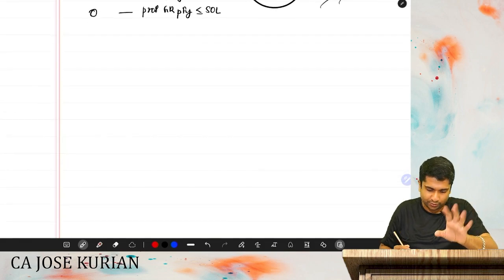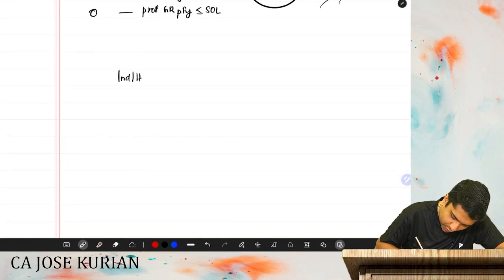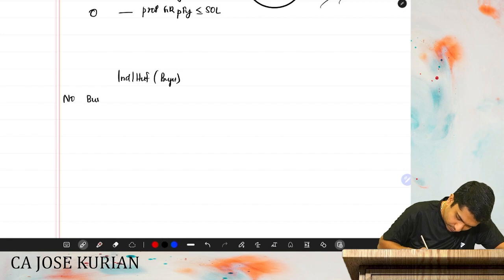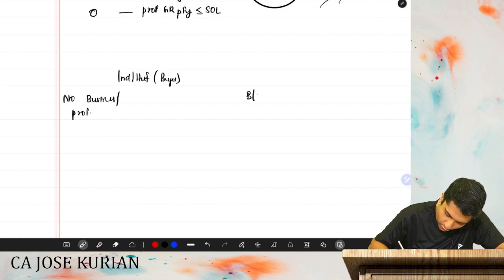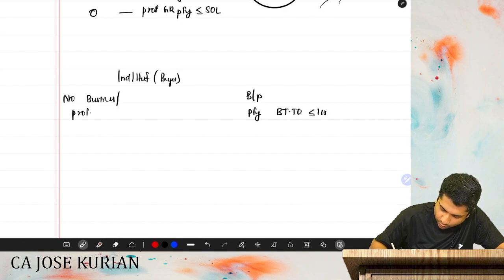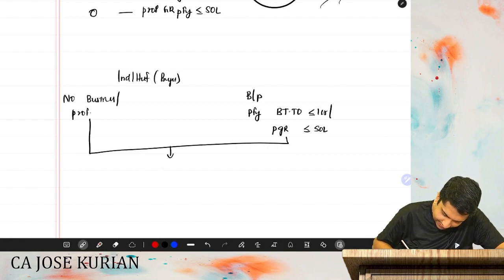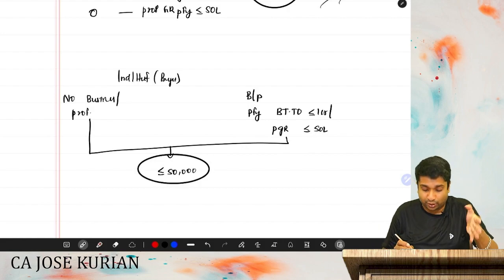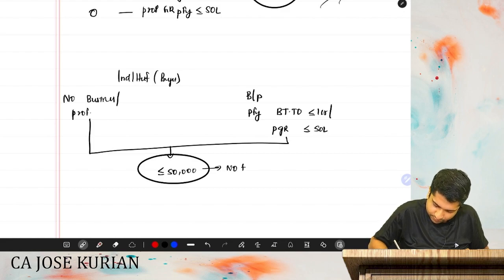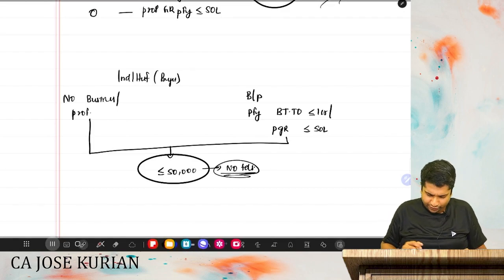So we can say two scenarios. Number one, I am being an individual or HUF and I am being the buyer. There can be a scenario where I have no business or profession, or I have business or profession but preceding financial year's business total turnover less than or equal to 1 crore, or professional gross receipts in the preceding financial year less than or equal to 50 lakh. In both the scenarios, my consideration is less than or equal to 50,000. The consideration which I am paying at the time of purchasing virtual digital assets, if it is less than or equal to 50,000, then no TDS. Done. Now, friends, what is the next case?